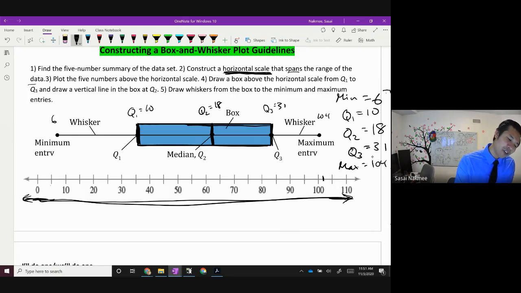And then to finish it off, go all the way to your maximum entry, and that's going to be your whisker. And then go all the way down to your minimum entry, and that's going to be your other whisker. And that's it.